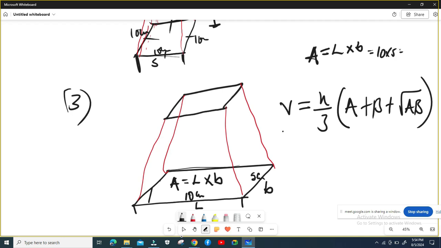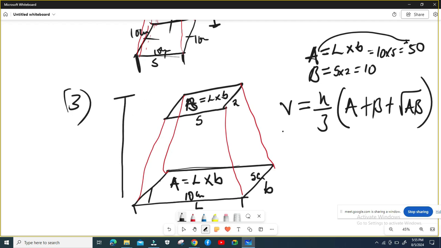For B, it is the area of the smaller rectangle on top there, of which the formula still remains the same, L times B. So now B is equal to L times B. For example, if this is 5 and this is 2, then we have 5 times 2, which is 10 for B. H is the height. You'll be given the height from here up to here. This is H. When you're done doing this, you just substitute, guys.